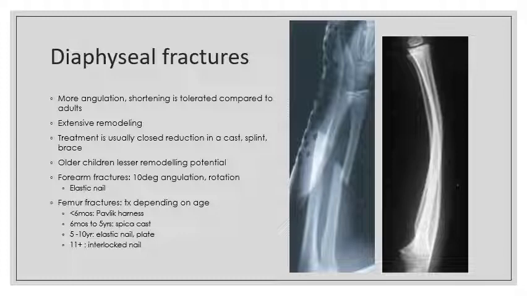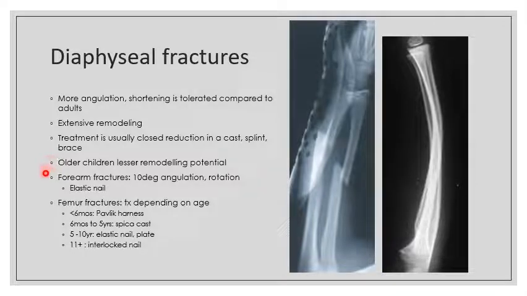for extensive remodeling. Diaphyseal fractures in children basically are treated with a closed reduction in a cast because of the remodeling potential. It's also important to note that older children have lesser remodeling potential. So if adolescents, usually we need to do some sort of surgery.